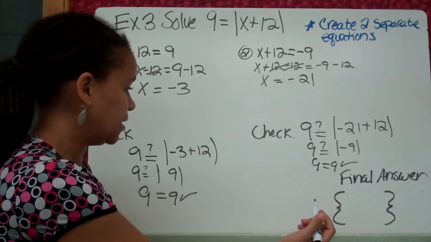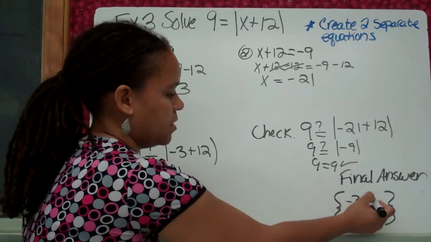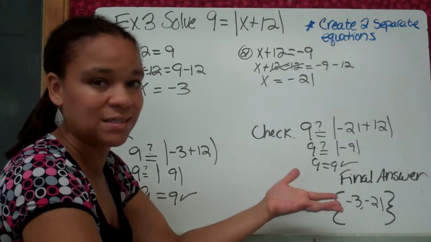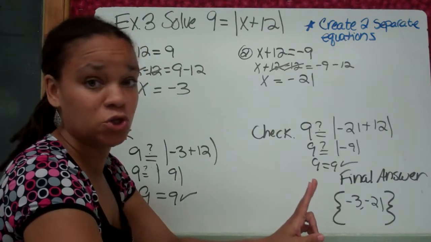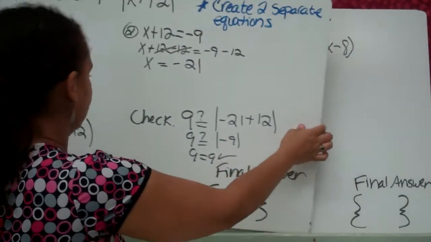So your final answers are both of these together: -3 and -21. Kind of write them like an ordered pair, but with the brackets shows me it's not an ordered pair. It's saying these are the two solutions to this. All right, let's look at the next example.